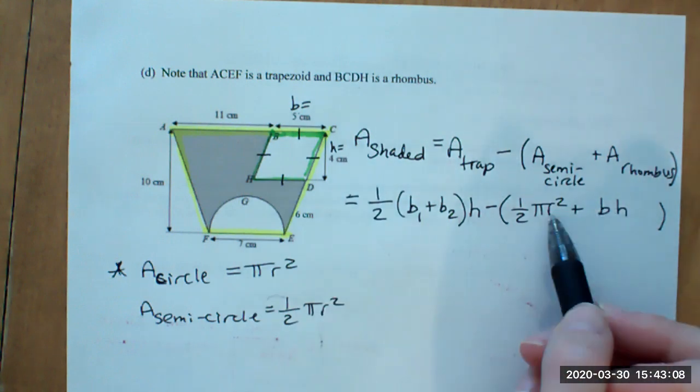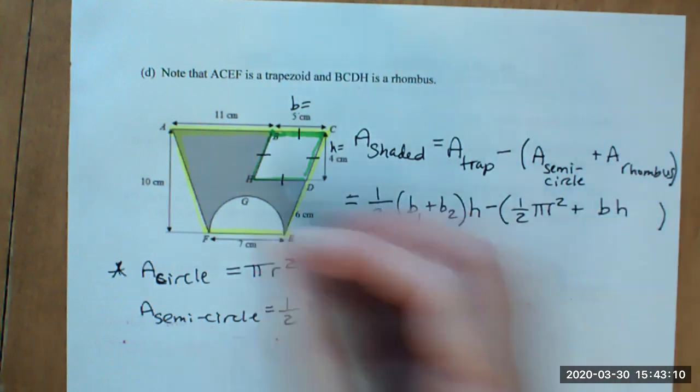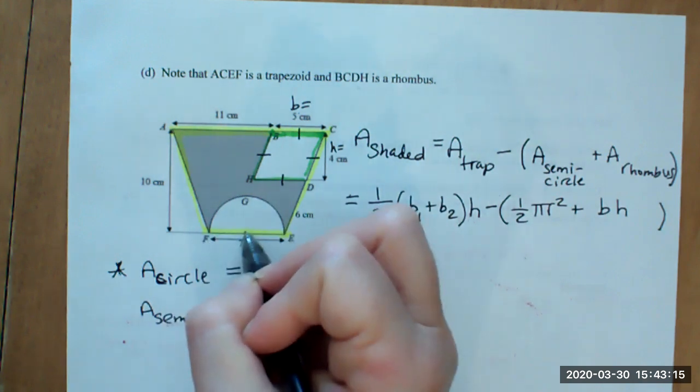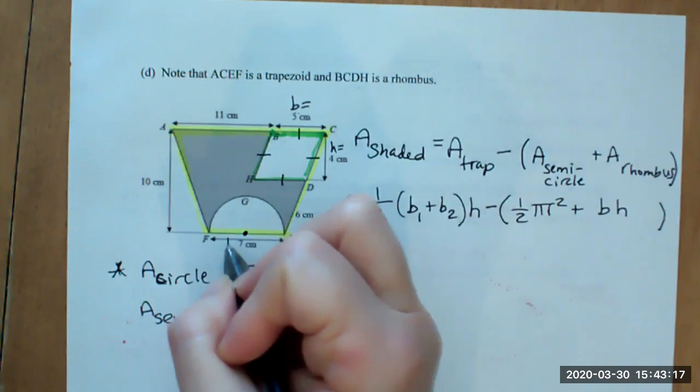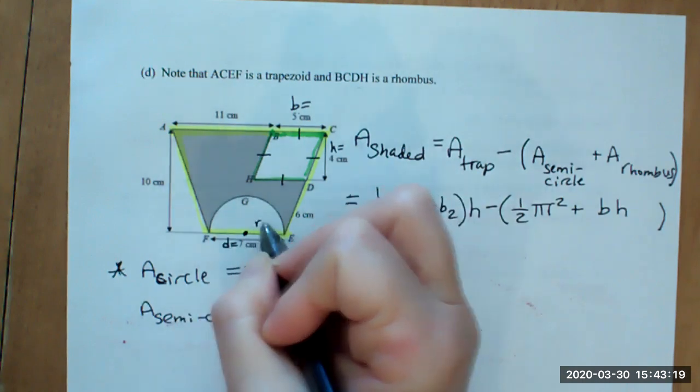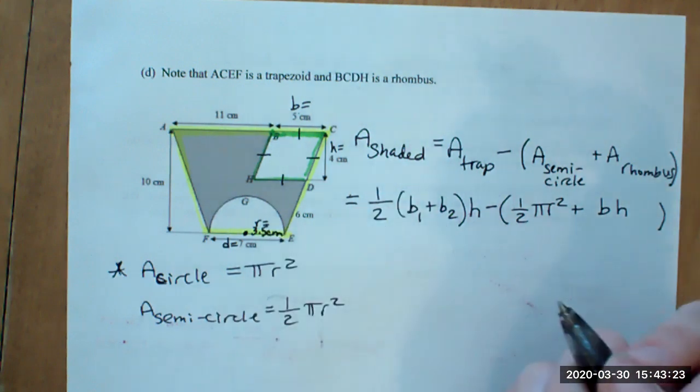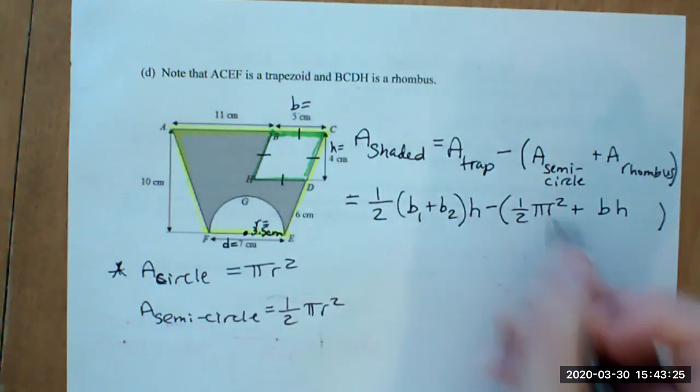As far as the radius for the semicircle, let's look over here. This distance 7 is the diameter of the semicircle. Okay, so for the radius, it's going to be half of that, which is 3.5 centimeters. Okay, so now I have the radius.